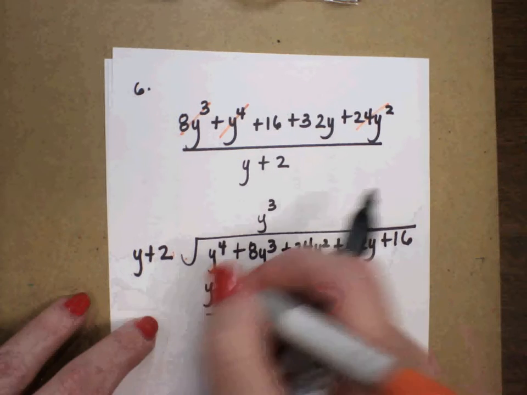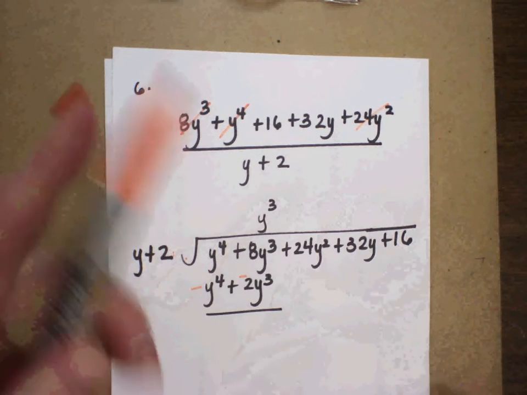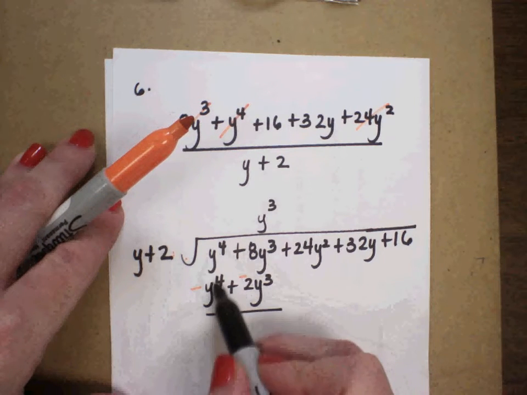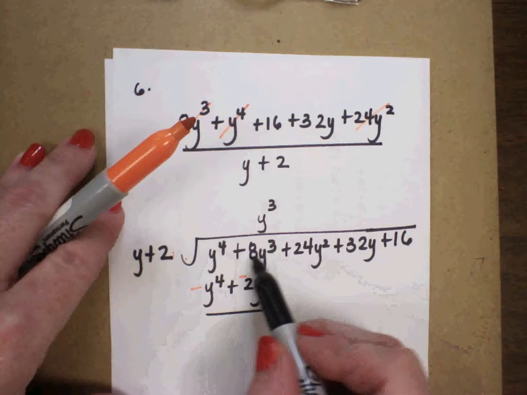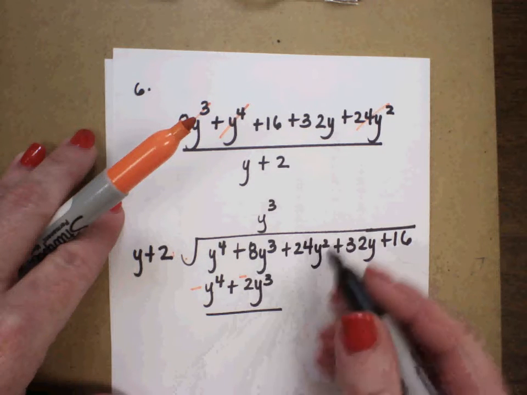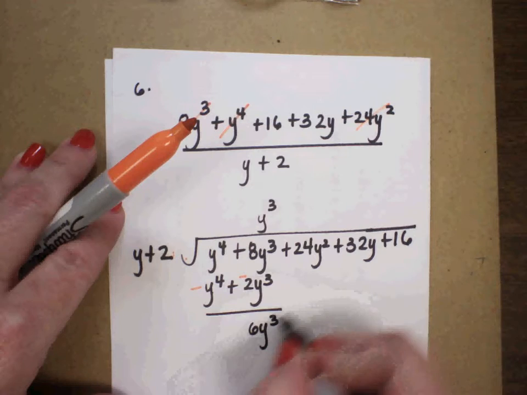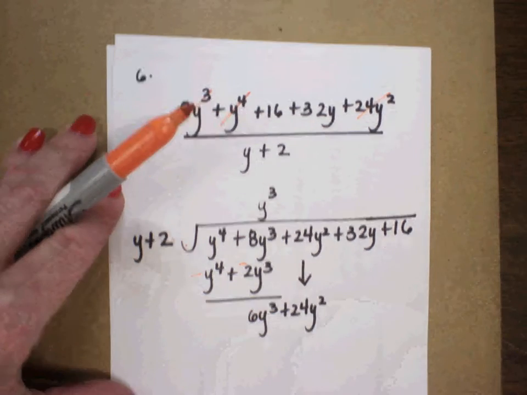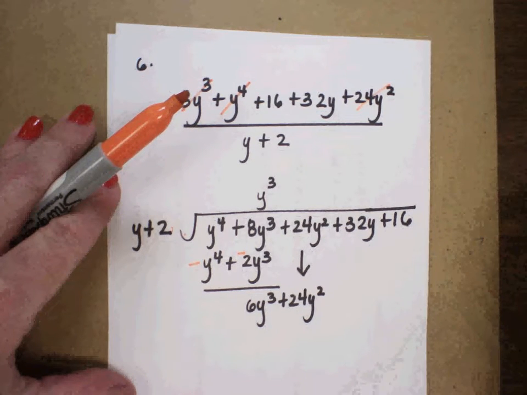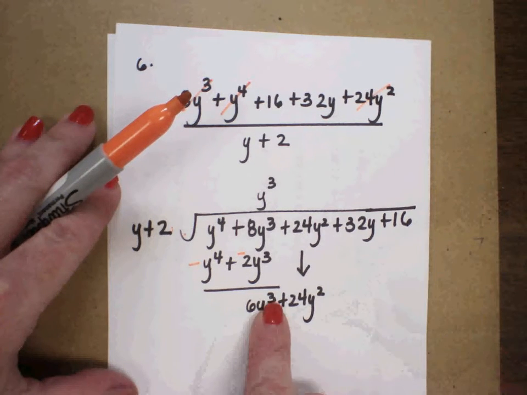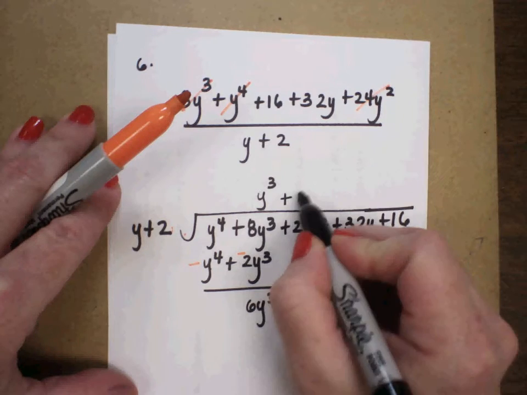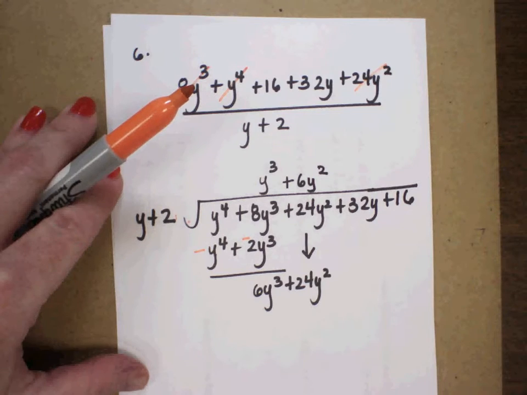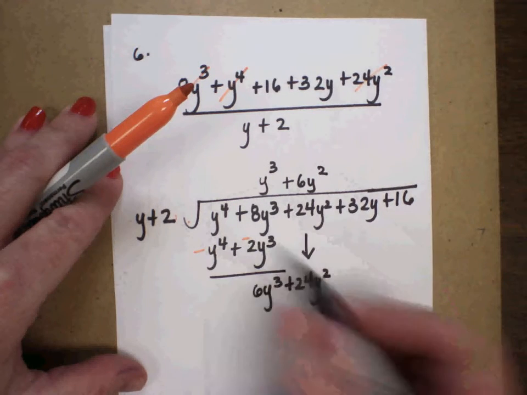All right, what is this? 0. And what is 8y to the third minus 2y to the third? 6y to the third. And then let's bring down the 24. All right, so talk to me about what I need to multiply to get rid of that 6y to the third. 6y squared. Very good. 6y squared. All right, so 6y squared times y is 6y cubed plus 12y squared.